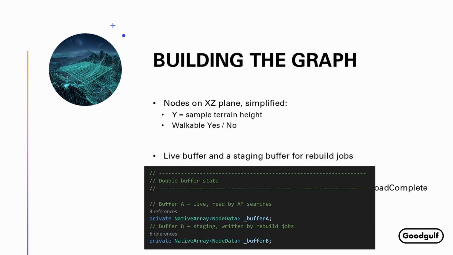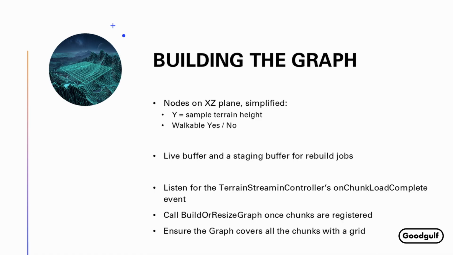The key design principle here is the double buffer. The graph owns 2 persistent native arrays of the same size, buffer A and buffer B. Buffer A is the live buffer that path searches read from. Buffer B is the staging buffer that Burst rebuild jobs write into. When a rebuild completes and no searches are currently in flight, the 2 buffer references swap instantly. Agents keep navigating on clean data the entire time.